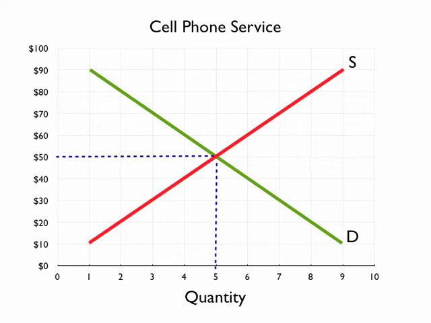Let's go back to our supply and demand curve at equilibrium at $50 a month and 5 units. Let's assume that some additional cell phone providers move into the Rexburg market. What effect would that have on the supply curve?